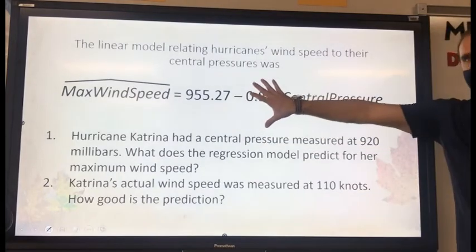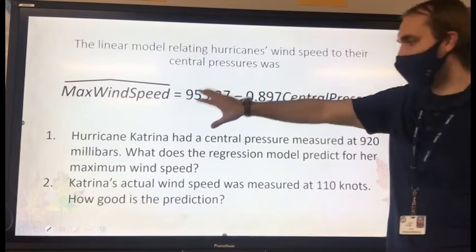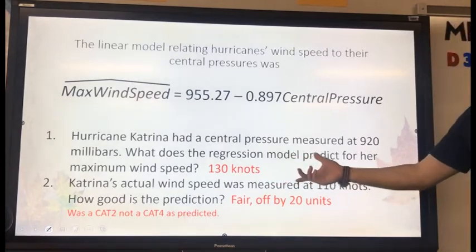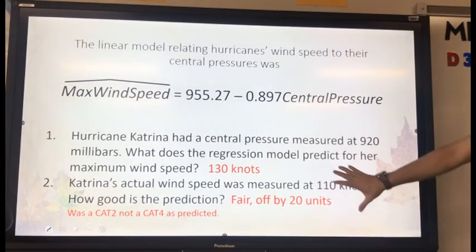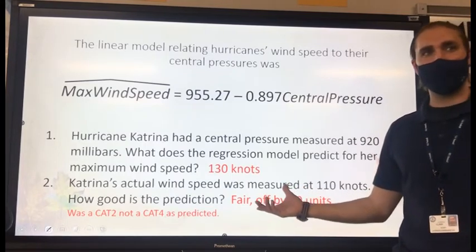Is this a good model? What would you say? Yes, no, so-so. It's okay? Fair? That's what I would say. So did you get 130 knots? Yes. Okay. It actually measured it at 110 knots, so I'd say it's about a fair model considering all things.